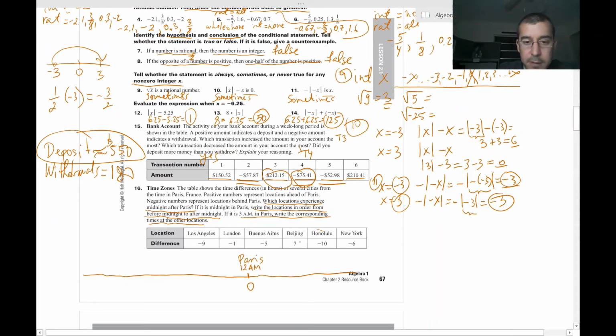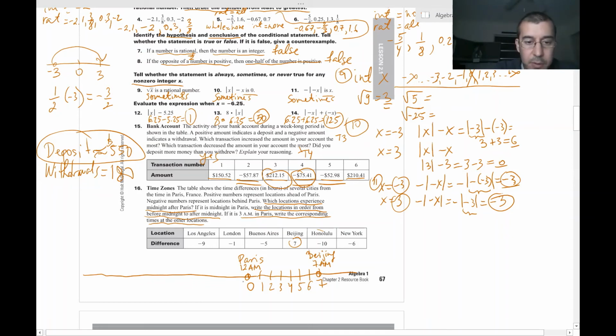And then we have Beijing, which is positive. This is the only positive. So let's see, 1, 2, 3, 4, 5, 6, 7. That's 7 hours ahead. This is Paris here, then Beijing is here. So if this is 12 a.m. midnight, 7 hours ahead, this is 7 a.m. the next day, so it's 7 a.m. in the morning already in Beijing.